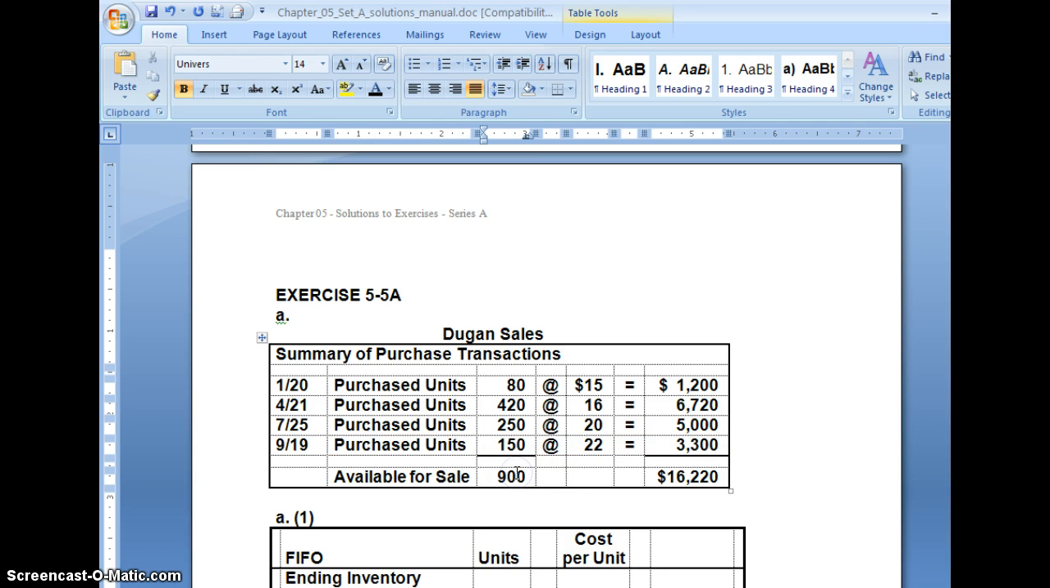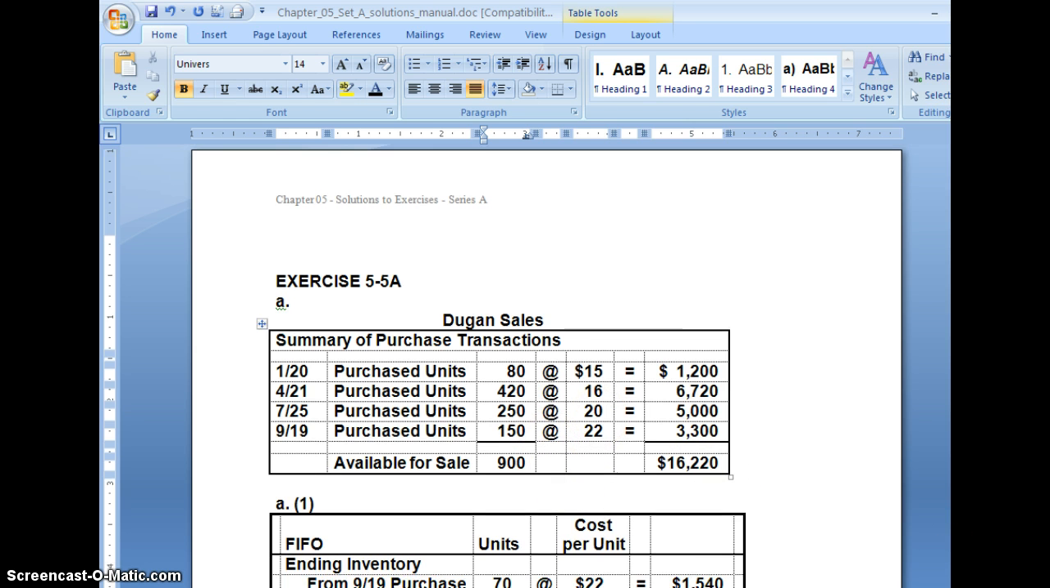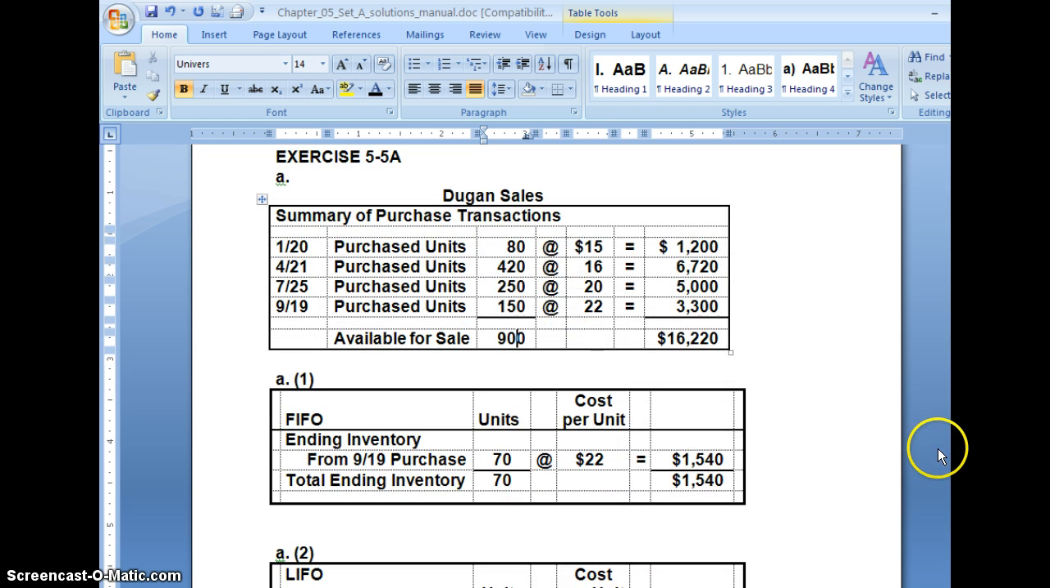So we know we bought 900 units. And we also know we sold 830 units at $40 each. So what we're going to do here is look at this from a FIFO, LIFO, and weighted average perspective. The first one is FIFO.